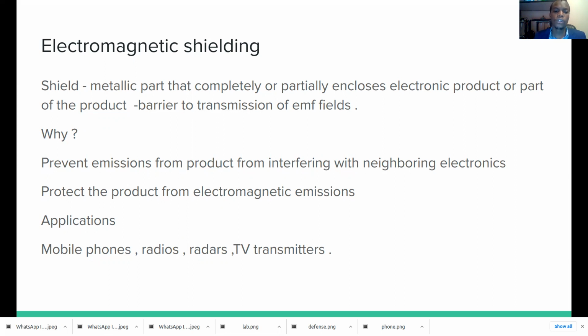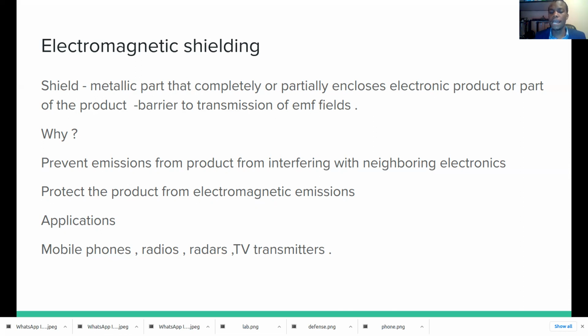Also, you want to protect your product from the emissions from your environment. You do not only want to protect other equipment or other users near you, but you also want to protect your device from stray electromagnetic emissions or radiation from the environment. We are going to look into this deeper, but the applications are in mobile phones, radios, TV transmitters, radar for defense and aerospace, and all that.